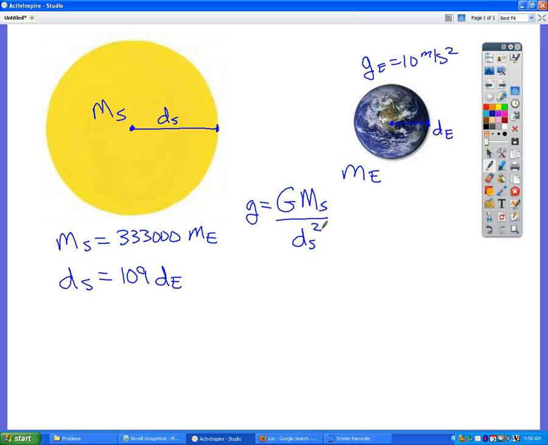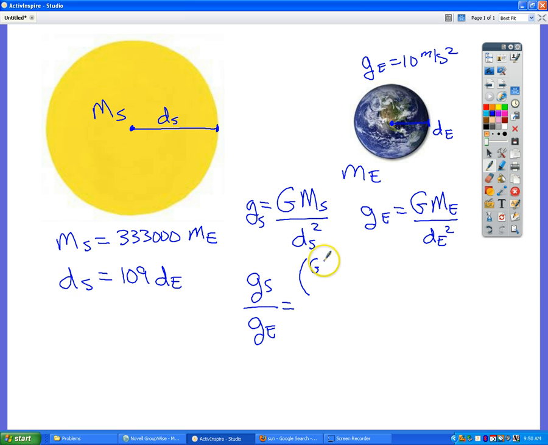In order to do that, we're going to say that this is gravity of the sun, and g_e is gravity for the earth, and that'd be big G times the mass of the earth all over the distance for the earth squared. So now we have a couple of different equations. Let's look at the gravity of the sun over the gravity of the earth. The gravity of the sun divided by the gravity of the earth will be equal to, now watch here, the universal gravitational constant times the mass of the sun over the distance of the sun squared, divided by big G times the mass of the earth over the distance of the earth squared.